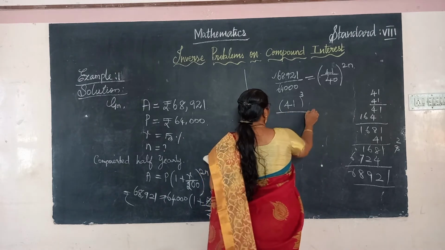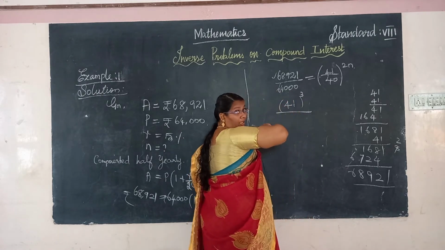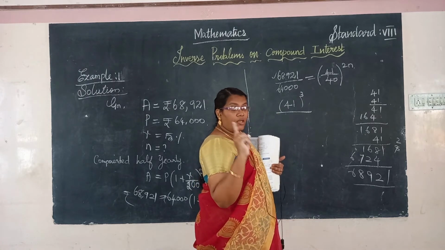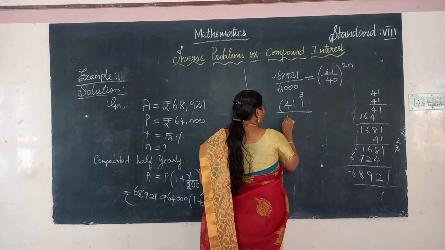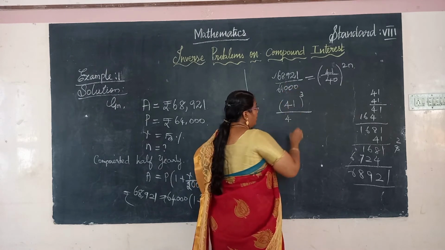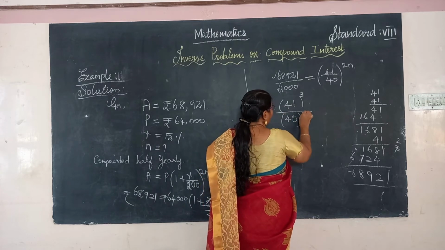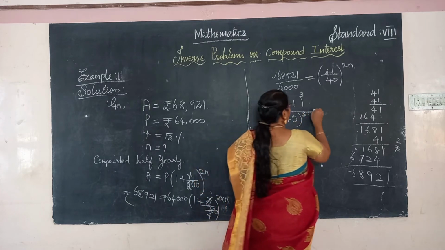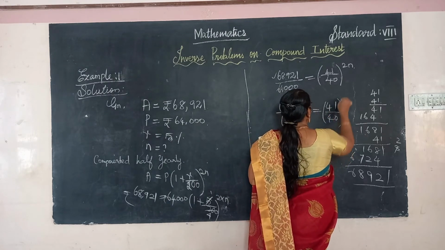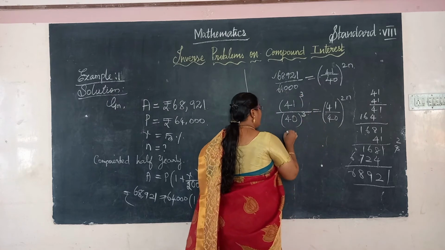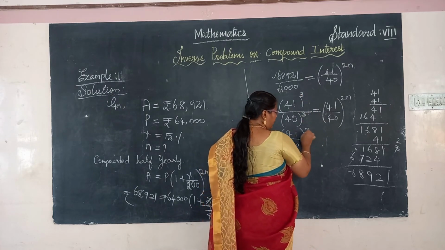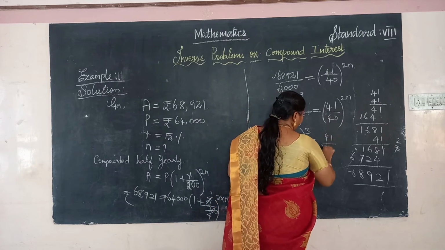And also we know 4 power 3: 4 fours are 16, 16 fours are 64. So 4 power 3, here 3 zeros are there, so 40 power 3. Here 41 by 40 the whole power 2n. So commonly we write 41 by 40 the whole power 3 is equal to 41 by 40.